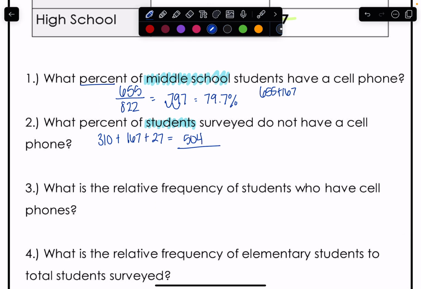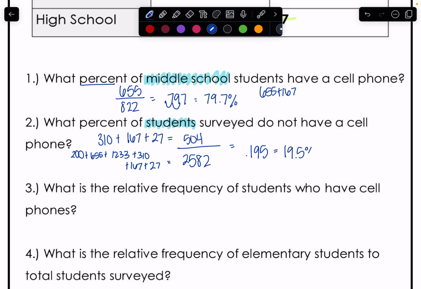So again, that's going to be 200 plus 655 plus 1233 plus 310 plus 167 plus 27. That's all of my students on the bottom. So when we type that in, you should get 2582. And so there is my percentage. We can divide 504 divided by 2,582. I get 0.195 when I round. So that is the same thing as 19.5% once I move that decimal place 2 times.